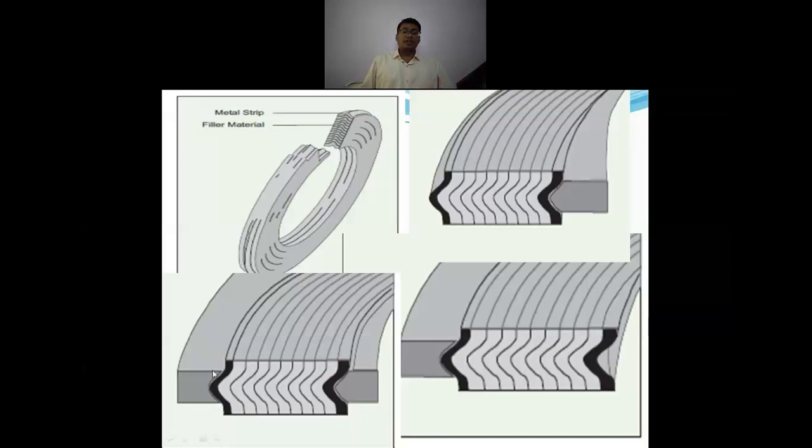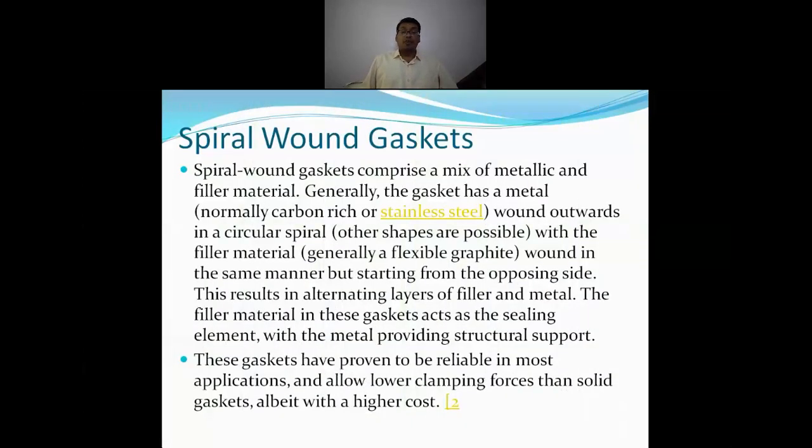And in this third one, the outer as well as the inner ring is present, and in between these two rings there is a metal as well as the sealing or flowable material that is also available. This metal, when compressed, gets deformed and the fluidic material, that is the non-metal part, flows and seals the gap. Then the spiral wound gaskets. This is what the spiral wound gaskets are.